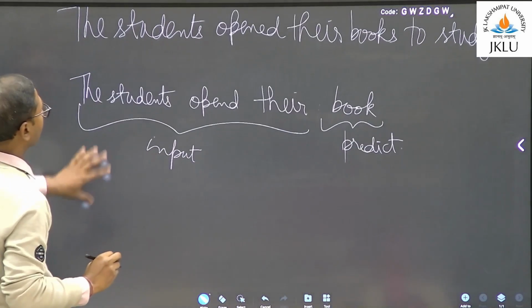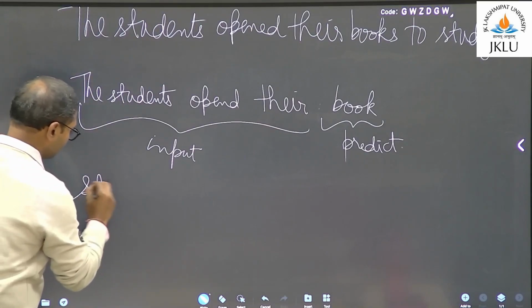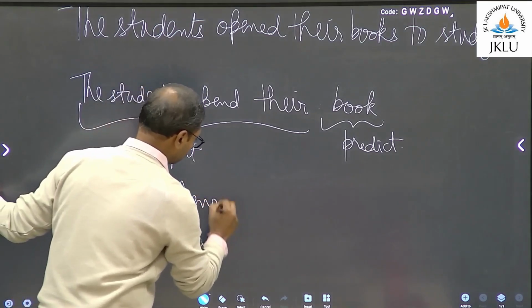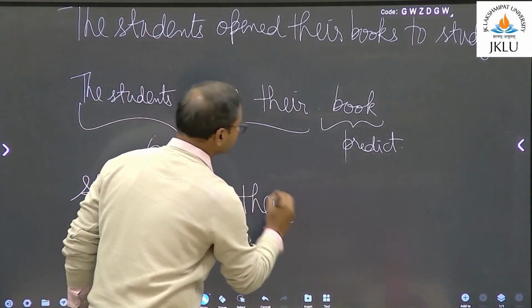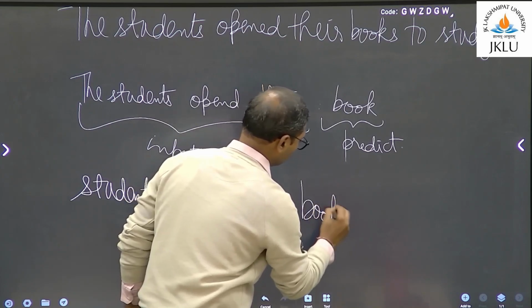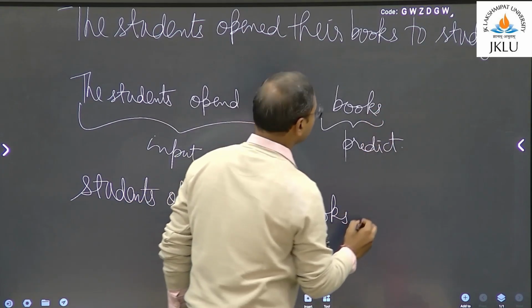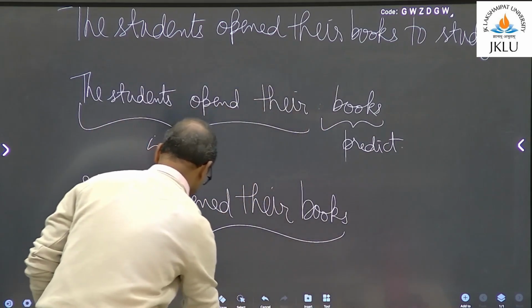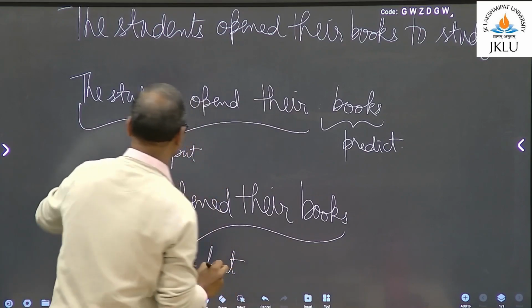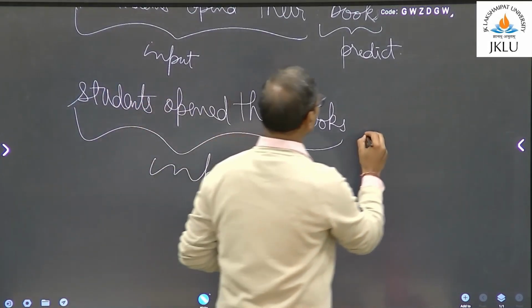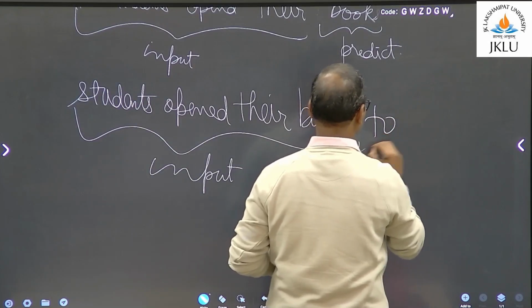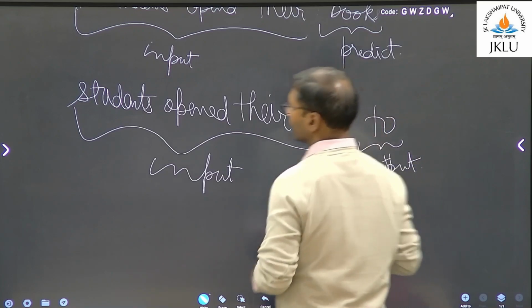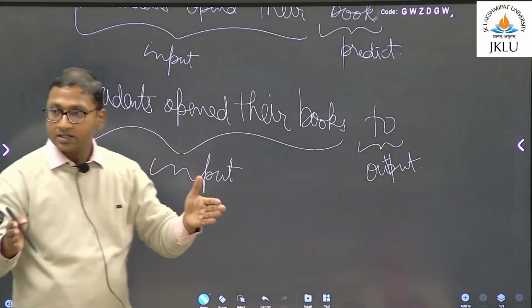Now I move my window next. What will be the sentence? Students opened their books. Now, so this becomes my input and my output becomes what? So am I moving windows like this?